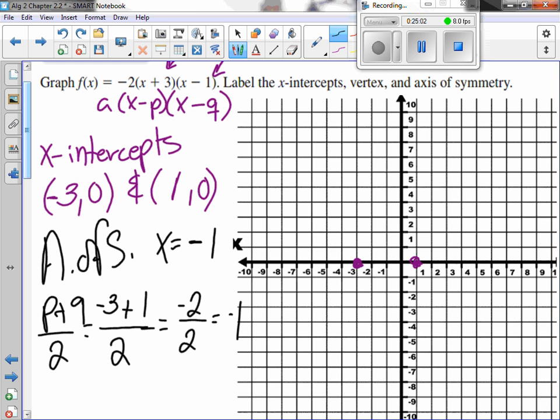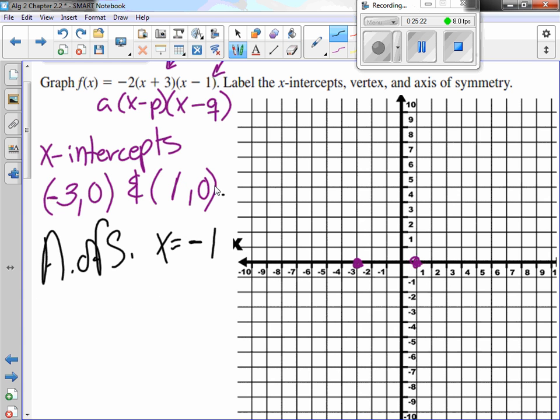Any questions over anything we've done so far? Any questions over any of this so far? We good with this here? Yes? Still good?